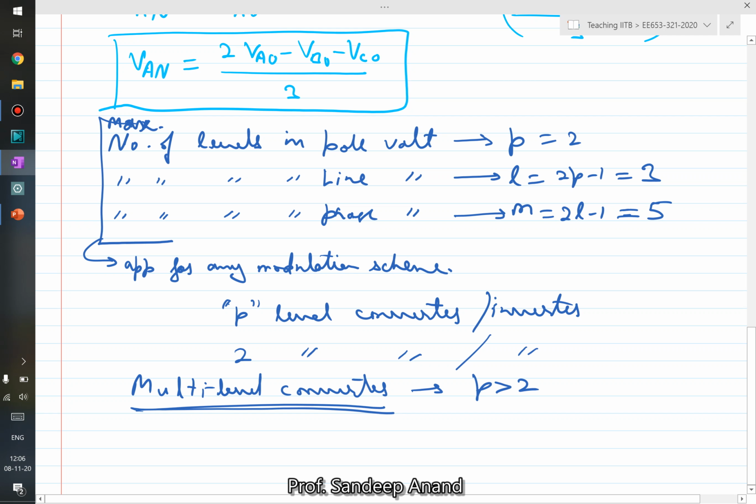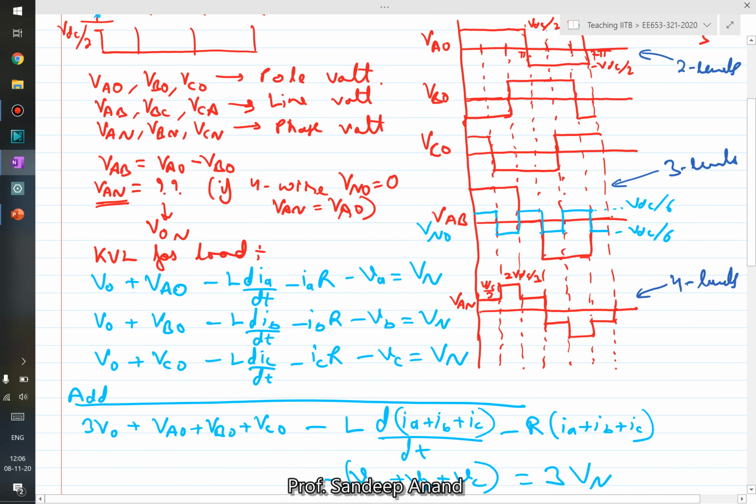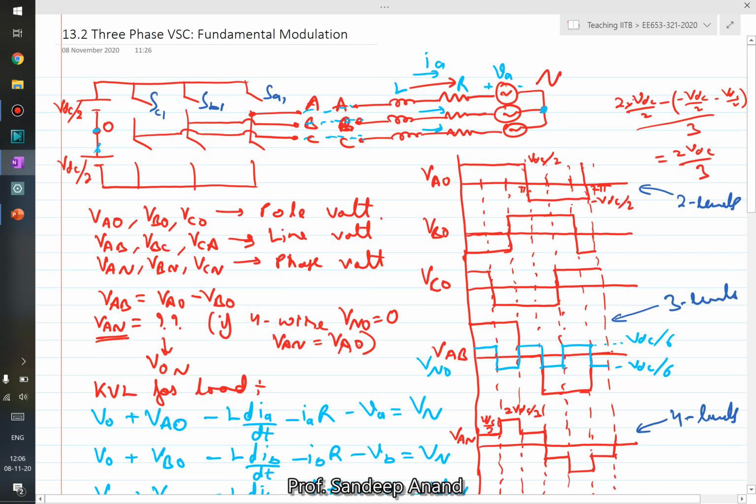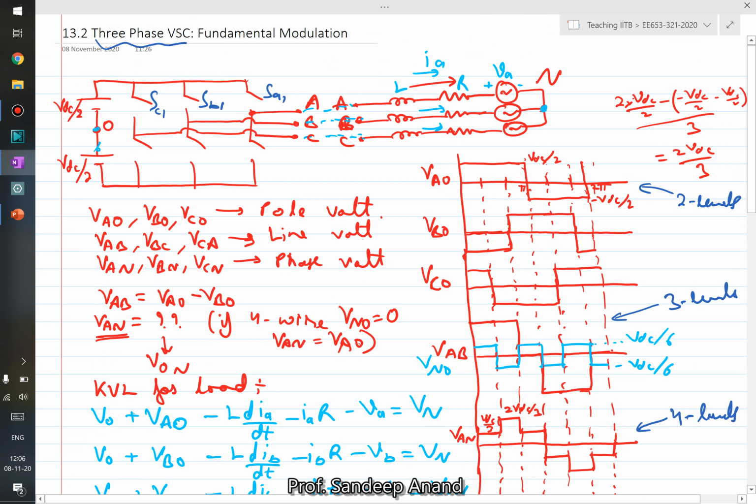So the one circuit which we are seeing now is a 2-level voltage source converter. This is a 3-phase voltage source converter. The one which we are seeing is specifically called as a 2-level 3-phase voltage source converter. You can have 3-level 3-phase voltage source converter. You can have higher level 3-phase voltage source converters, right? Okay, so this is so far so good.